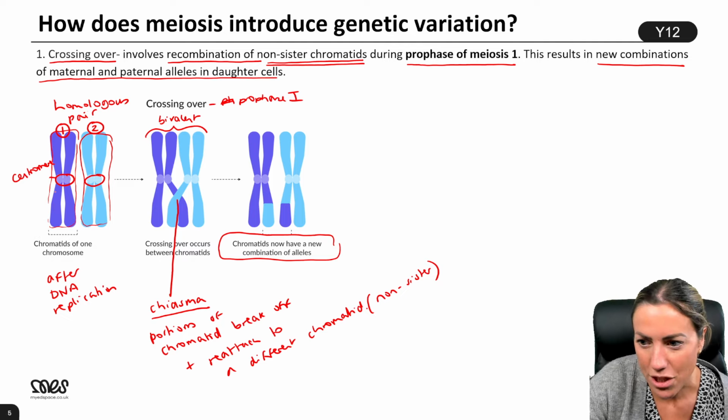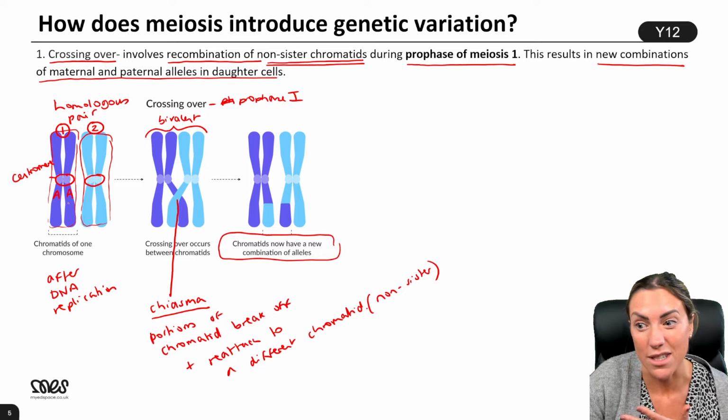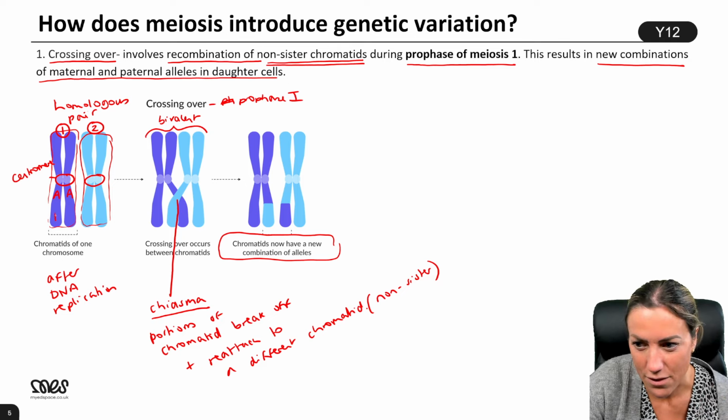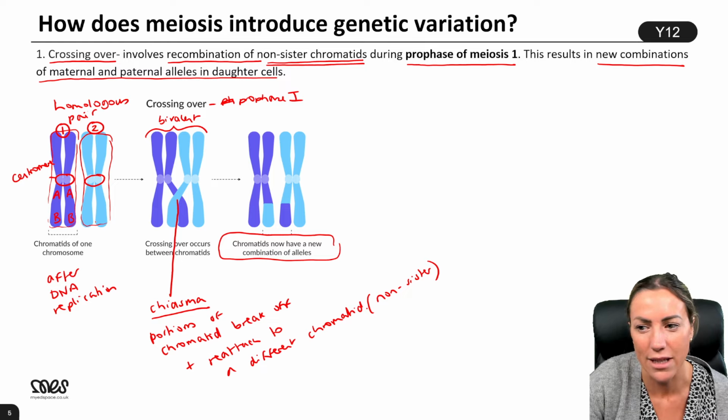So let's imagine there's a dominant A allele here. This would also be a dominant A allele because it's genetically identical. They are sister chromatids. Let's imagine there's a recessive, oh no, let's make it dominant. A dominant B allele here and a dominant B allele here.